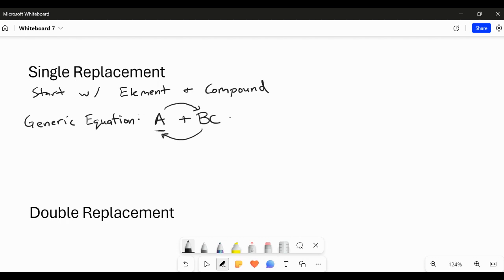So following the reaction, you'll end up with AC plus B. You see how A now is in B's spot. It's attached to element C, forming AC. And B is kicked out and it's by itself. This is what's called a single replacement reaction, because a single element is being replaced into a compound.